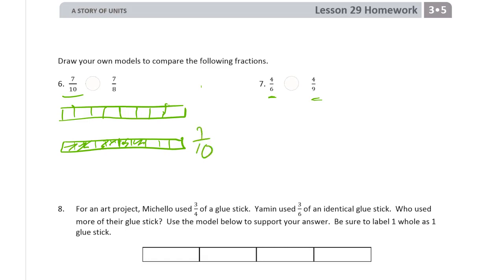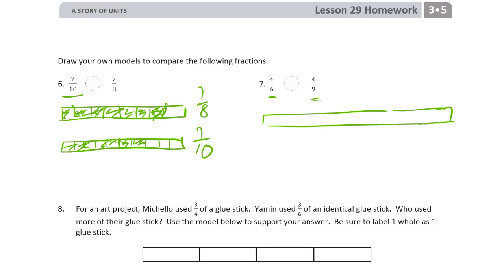And here 7/8 is going to be almost all the way to the end because 8/8 would be the whole thing, so 7/8 is one less eighth. And you can just see the 7/8 is longer. We're going to do the same thing with sixths and ninths. And the longer you make these pieces of tape, the more it will really show in your picture.